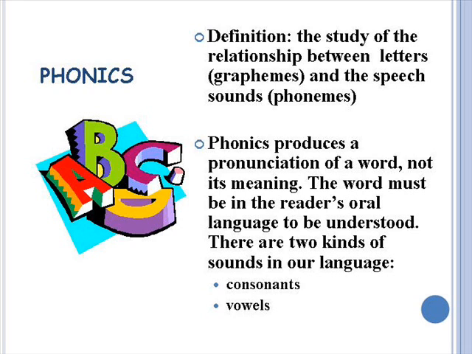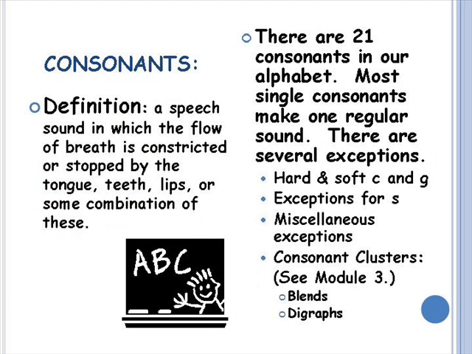Phonics produces a pronunciation of a word, not its meaning. The word must be in the reader's oral language to be understood. There are two types of sounds in the English language, consonants and vowels. There is, however, a degree of overlap between these categories. Certain letters, notably the Y and W, sometimes function as vowels and other times function as consonants.